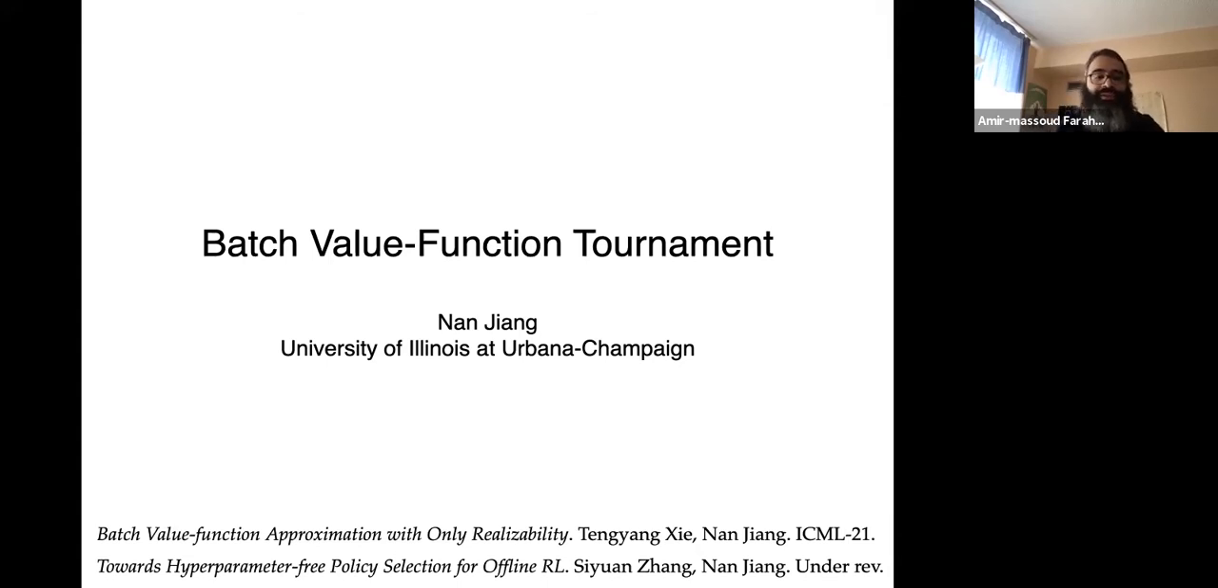He has done a lot of great research. Some of the topics that he has studied have been on the sample complexity of exploration under function approximation, policy evaluation and selection, and batch reinforcement learning.